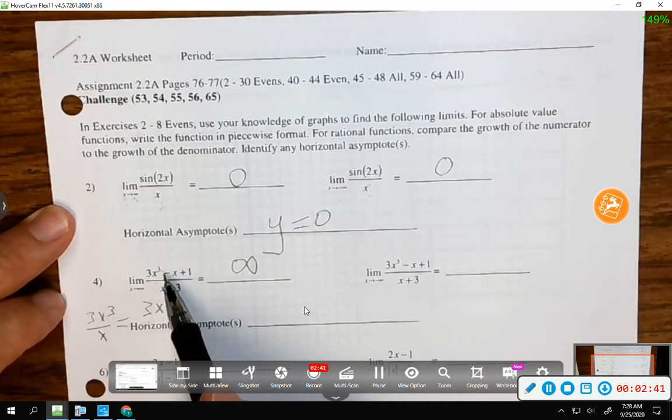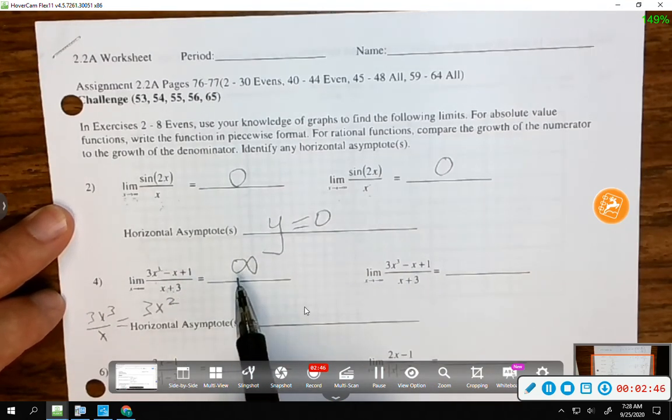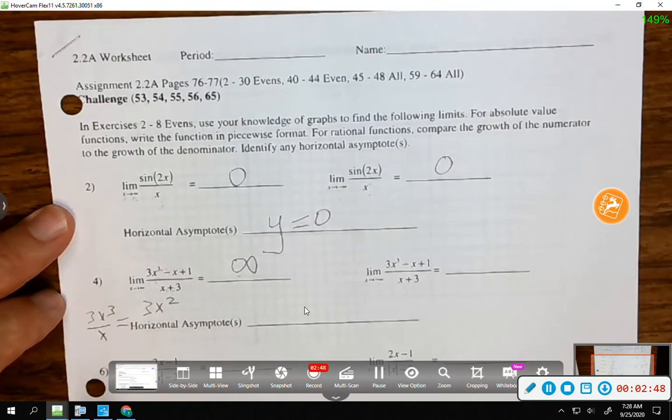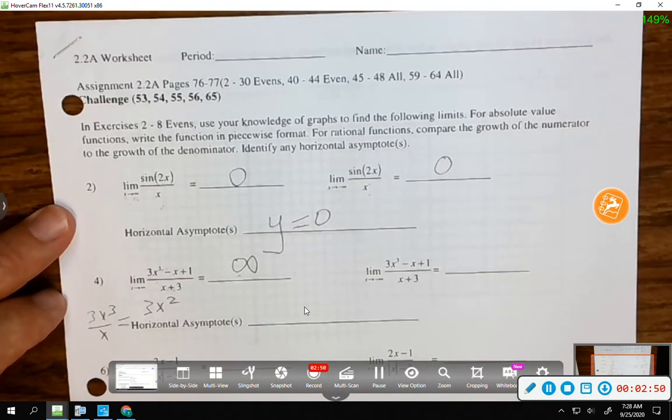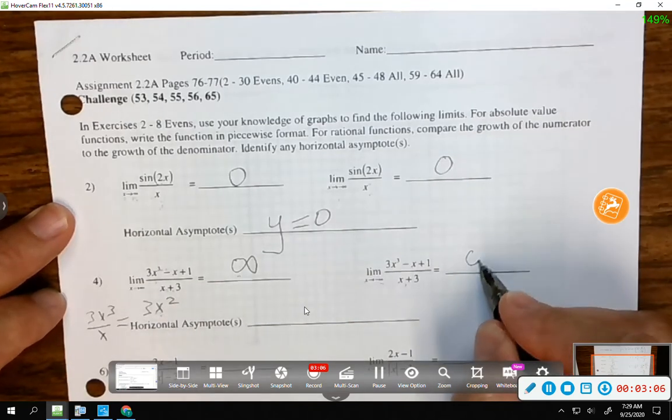Anytime the numerator grows faster than the denominator, the answer is always going to be infinity or negative infinity. We just have to determine which one. The limit as x approaches negative infinity in this particular problem is still going to go to positive infinity because a large negative number squared still turns positive.